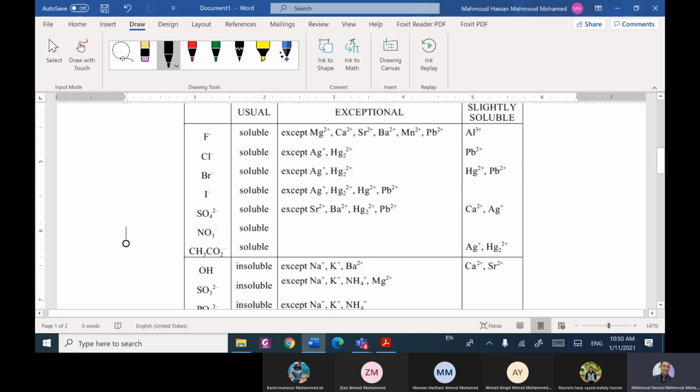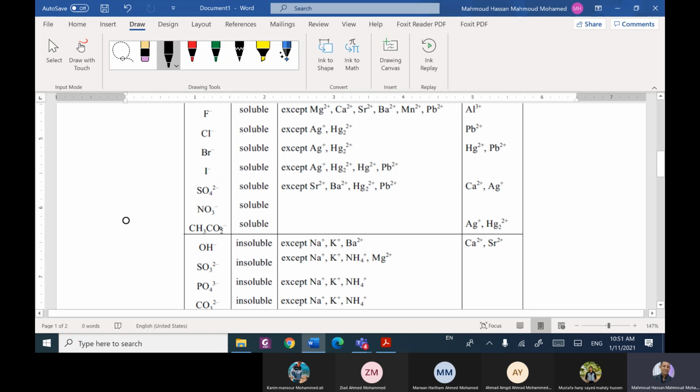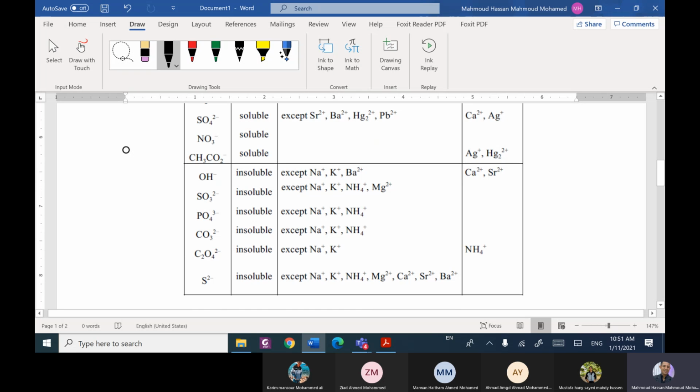Another time, we'll find all the nitrate salts are soluble in the water. Acetate salts are soluble in the water. For the radicals, all the hydroxide salts are insoluble in the water except sodium, potassium, and barium, and some are slightly soluble in the water like the calcium and strontium hydroxide. It's very important to determine the solubility of the salts.